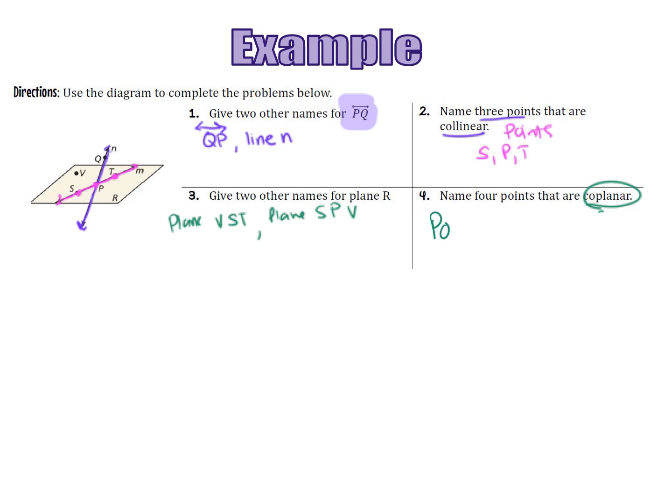So points V, T, S, and P are coplanar because they are all in that flat plane. R, not plane, are coplanar. All right, let's look at another example.